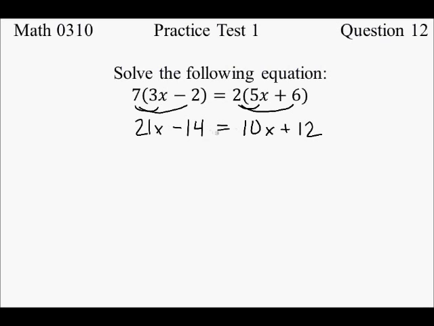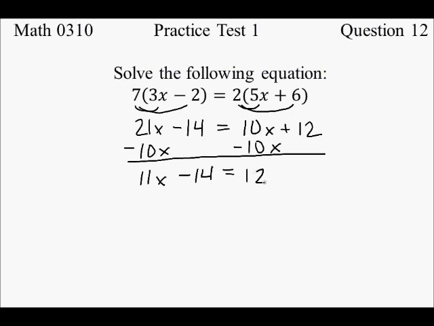Alright, getting all of our x's together on one side, I'm going to choose to get rid of my 10x here, so I'm going to get rid of 10x by subtracting 10x. And I do the same to this side here, subtracting 10x. So on the left side, 21x minus 10x is going to be 11x there. And we have minus 14 still. No x's left on the right side now, and we just have a positive 12 over there.